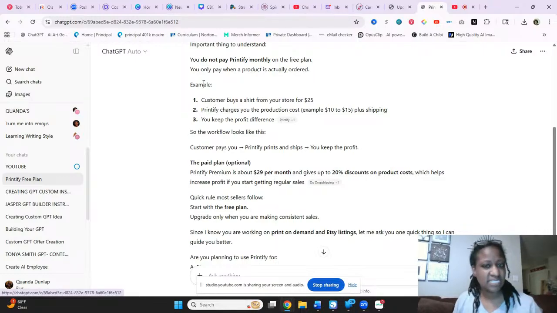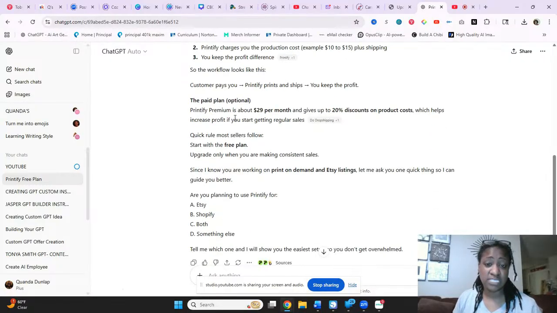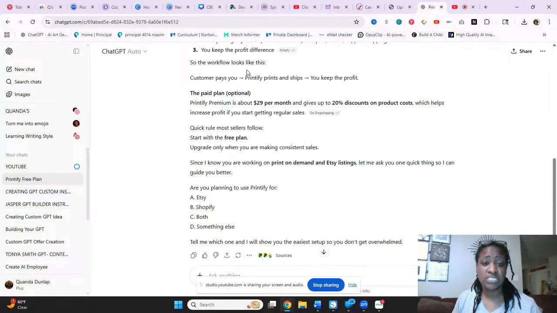Look, it says an example. Customer buys a shirt for $25. Printify charges you $10 to $15 plus shipping. You keep the profit difference. So if shipping is $10, then you made no money, right? But we're gonna look and see. So the flow works like this: customer pays you, Printify prints and ships, you keep the profit.